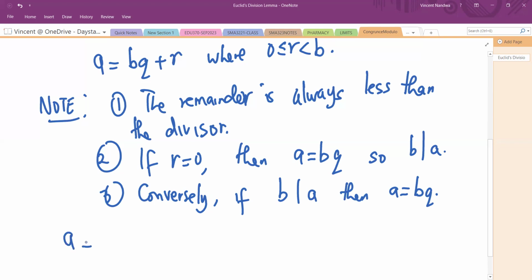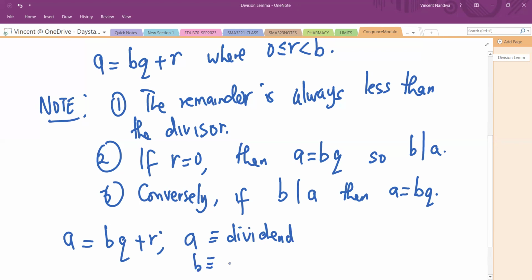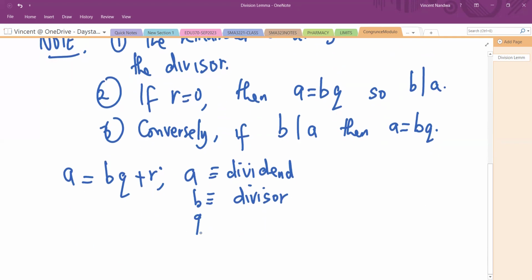And so we just remember that by writing this: a is called the dividend, b is called the divisor, q is called the quotient, r is called the remainder. So that is how Euclid's division lemma states.